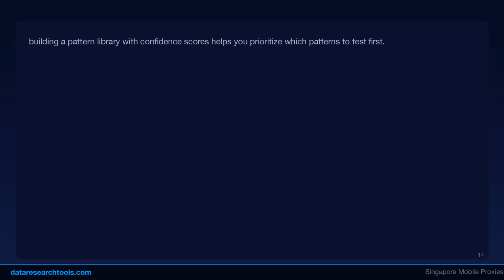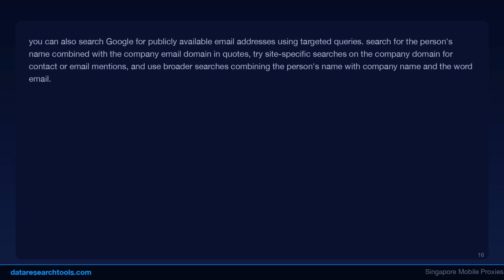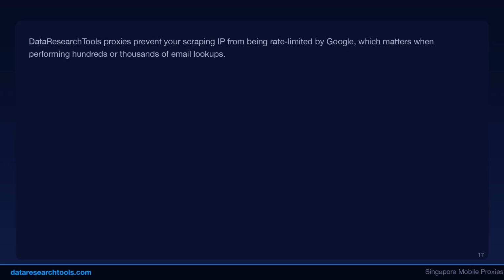People sometimes share email addresses on Twitter or X profile bios, GitHub commit histories and profiles, personal websites or blogs, conference speaker profile pages, and industry forum member profiles. Each platform requires its own scraping approach and proxy configuration, with mobile proxies recommended for social platforms. Business emails also appear in publicly accessible documents, including PDF reports and white papers, SEC filings for US-listed companies, government contract documents, academic publications from company employees, and patent filings listing inventor contact information.